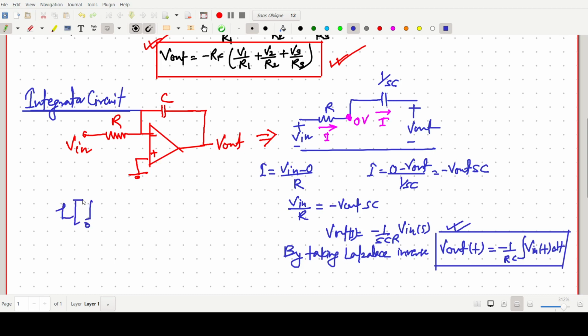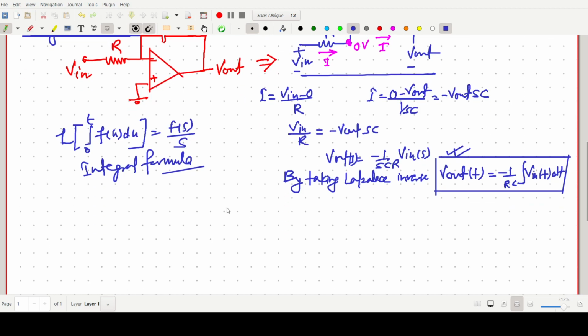I am just writing the formula: integral 0 to t of f(u) du is nothing but simply F(s) by s. So that formula I am using. Simple Laplace of this one will be some integral formula. So this is the integrator circuit.